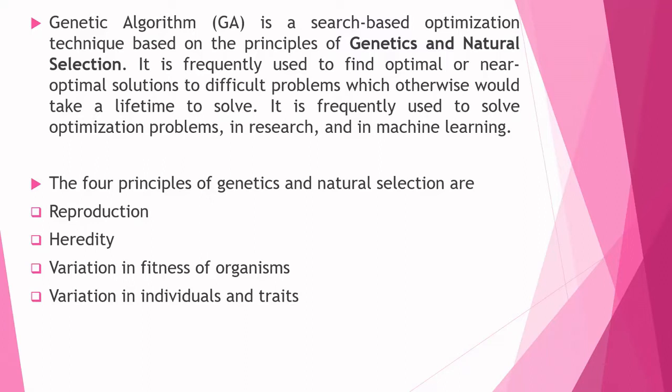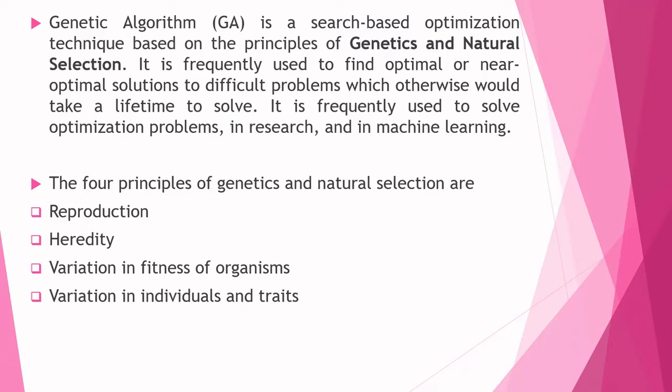The second one is heredity, which is what comes from the ancestors to the next generations. The third one is variation in fitness of organisms. This is also another principle here. The body and various organs change from person to person and animal to animal, as well as variation in individuals, habits and traits.